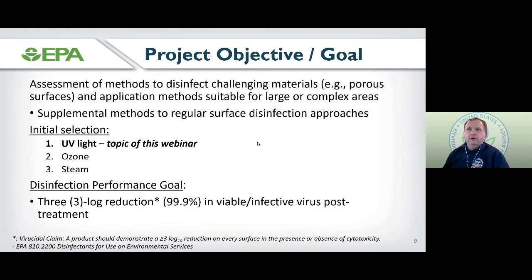So the project objective was to assess a couple of approaches for disinfecting challenging materials, especially when they were applicable to porous materials, and see how they would work when they were applied in a more complex environment. Think of a subway car or maybe an office space. We made an initial selection of 3 different approaches. One was based on UVC light. The second one is to look at ozone, and the third one is to look at steam.